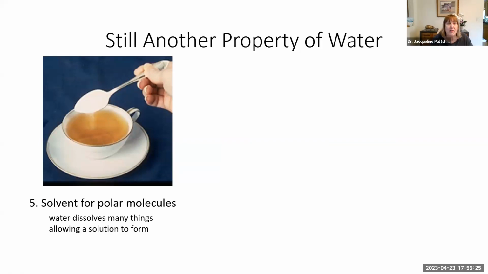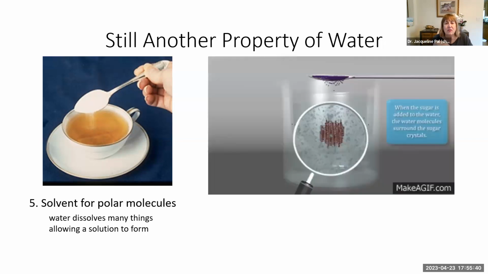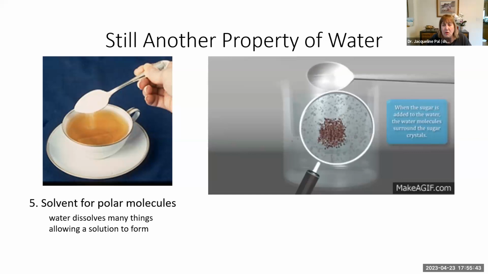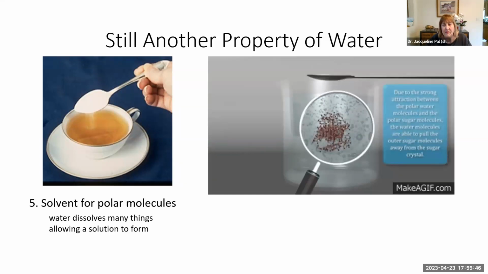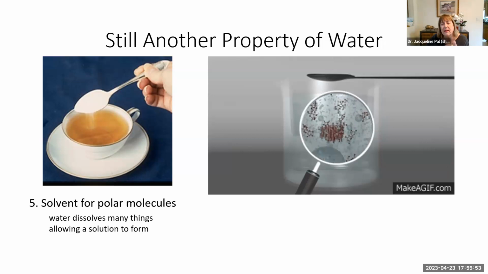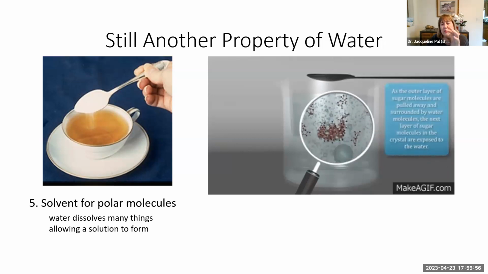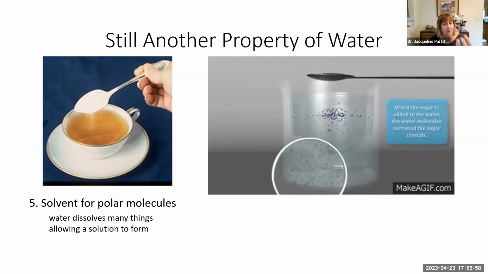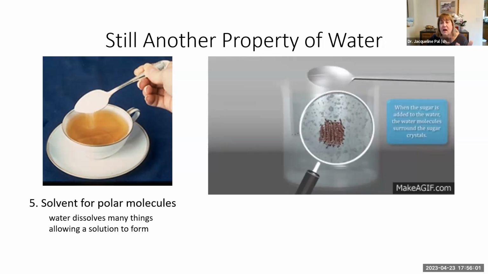And the 5th one is a really important one when it comes to science and chemistry and doing experiments, and that is water is a great solvent for polar molecules. It dissolves many things because of its slight polarity, and it allows a solution to form. And so I'd like you to stop this, and actually I will just let it play through a second time because this is explaining how sugar, when you dump it into water or into tea or into coffee, how it's dissolved, okay?